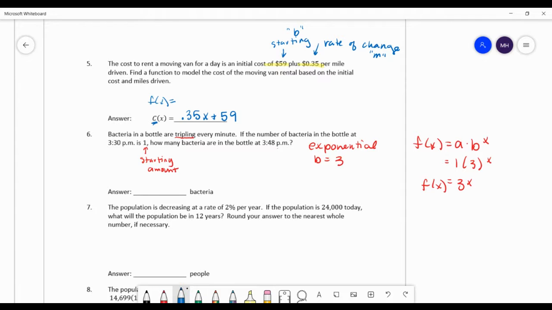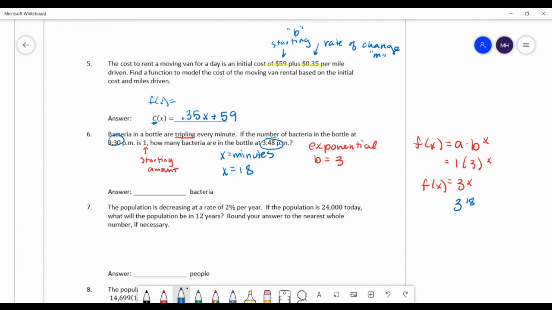Okay, so now we need to figure out, well, what is x? Because x is in terms of minutes. So how many minutes have gone by from 330 to 348? Okay, well, let's see. That's 18 minutes. So we're going to plug in 18 to our function. So I'll have 3 to the 18th power. This is going to be a really large number.